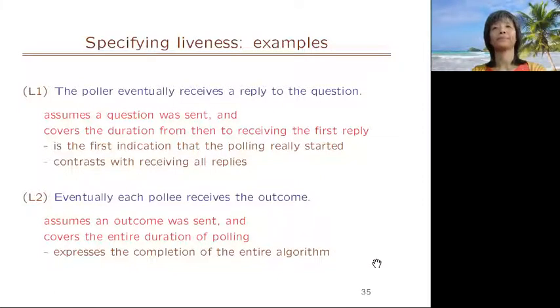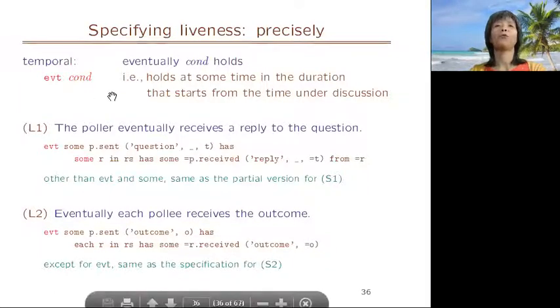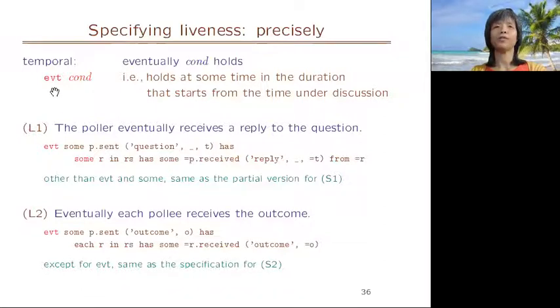All right, precisely, we again introduce one tiny notation: eventually condition. This means eventually the condition holds. That is, it holds at some point in the duration that starts from the time under discussion, from the time under discussion to future time. At some point, this thing holds.